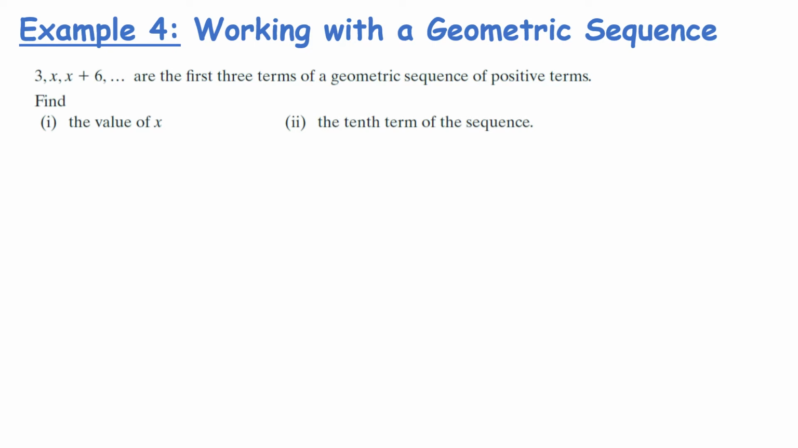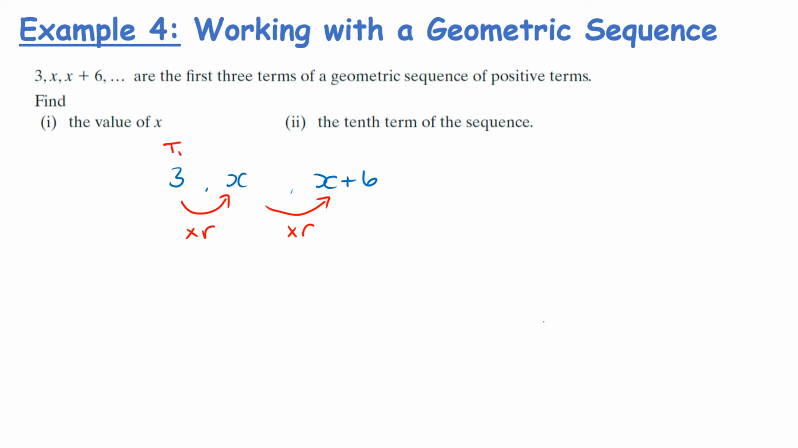And it says find the value of x and the 10th term of the sequence. So what we know is if this is geometric, that when we multiply 3 by r, we get x, and if we multiply x by r, we also get x plus 6. So we can set this up and do a simultaneous equation if you want. However, a much easier method to work is this.